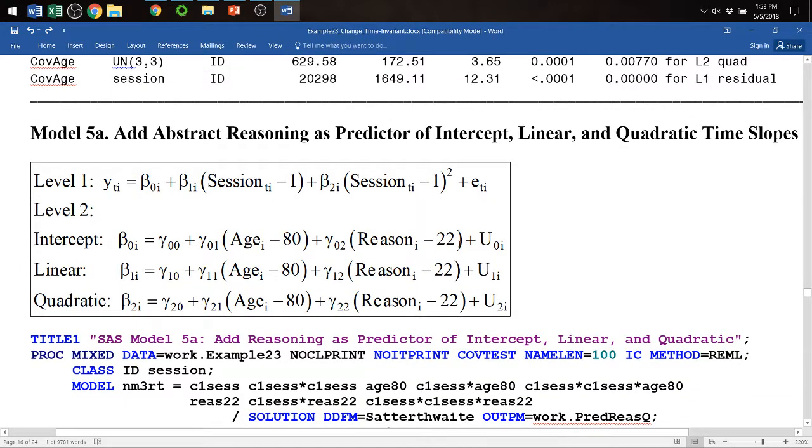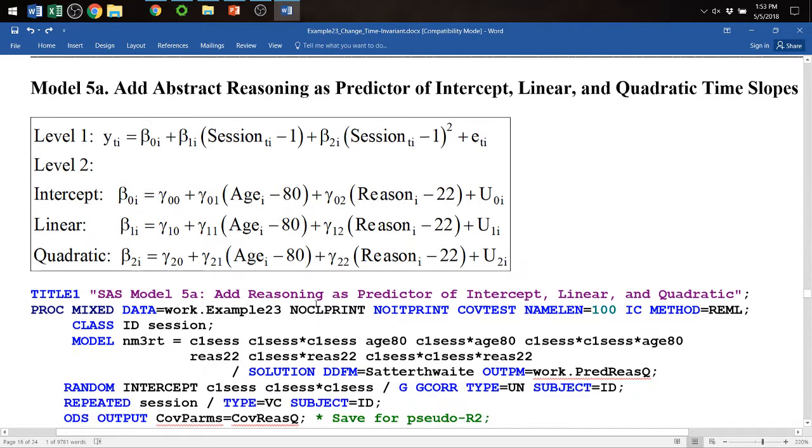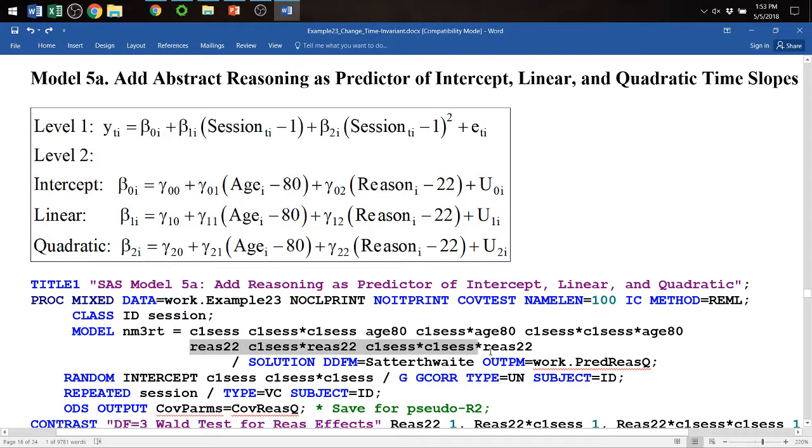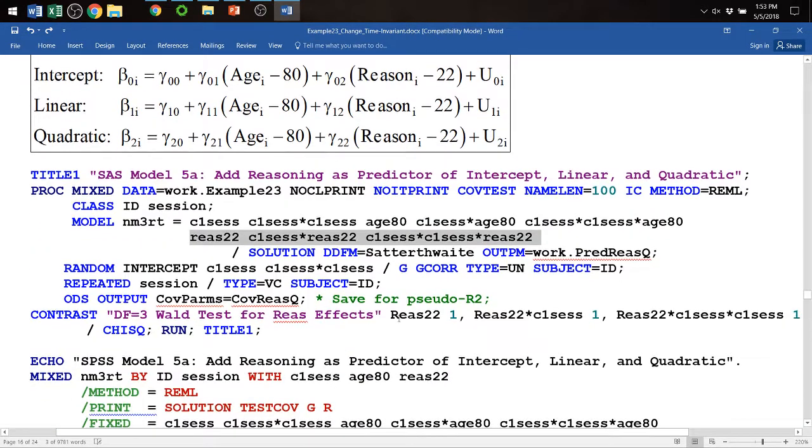Do smarter people improve faster on this task? So I'm adding reasoning as my measure of fluid intelligence. I'm adding it to each of my 3 equations as I did age. A main effect of reasoning predicting the intercept, reasoning predicting linear, reasoning predicting quadratic. Pick up those 3 terms then on the model line. Also asking for a combined multivariate test for the 3 terms as well.